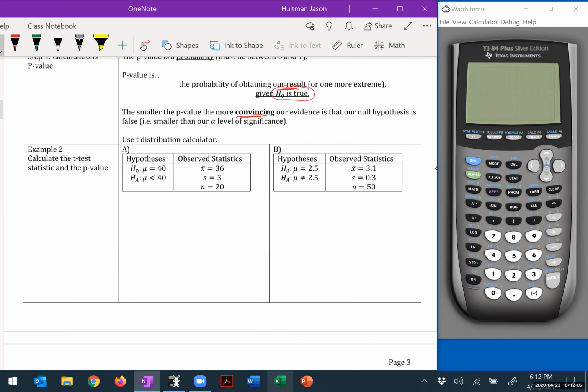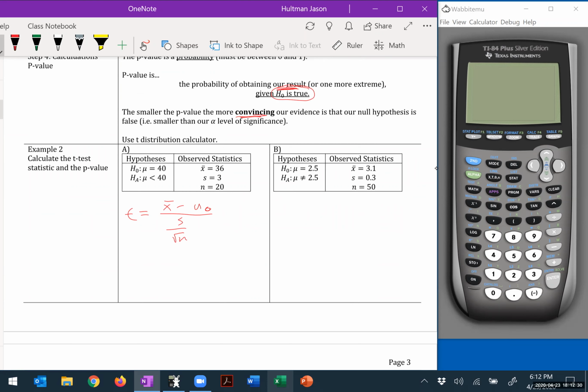Okay, let's calculate the t-test statistic and the p-value here. So how would I calculate my t-statistic? t is equal to x bar minus mu naught, all over s over the square root of n.